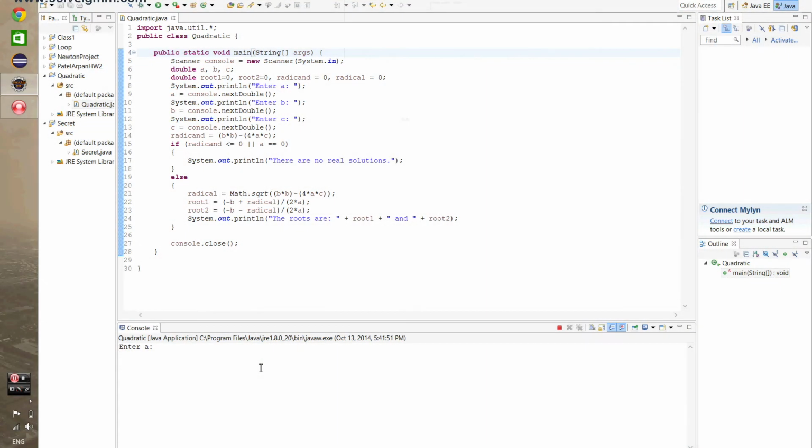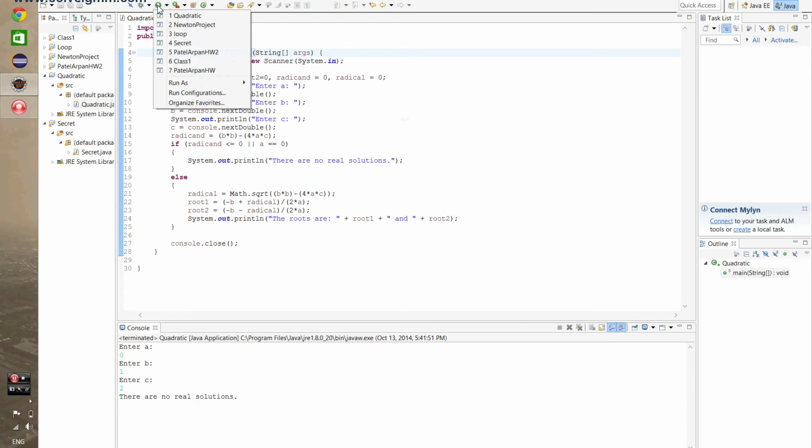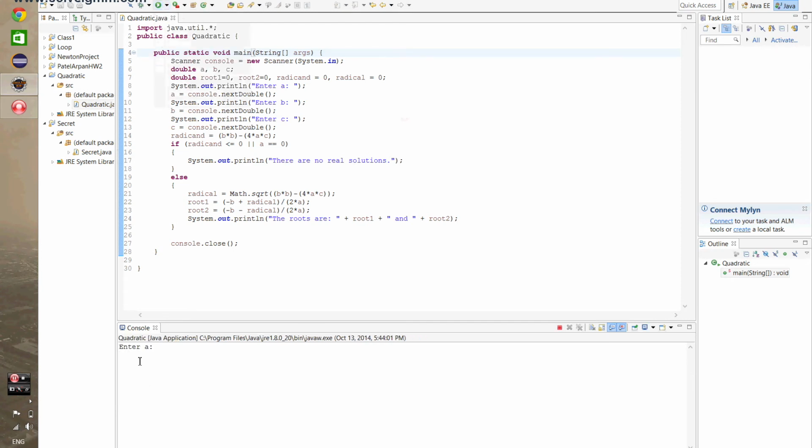Now we're going to do the first example as a equals 0. As you can see, a equals 0, so we're dividing by 0, and there are going to be no real solutions. Okay, now I'm going to show you an example where it will also say there are no real solutions. So if a is 2, b is 4, and c is 2, the value under the radical will be 0, so there are no real solutions.